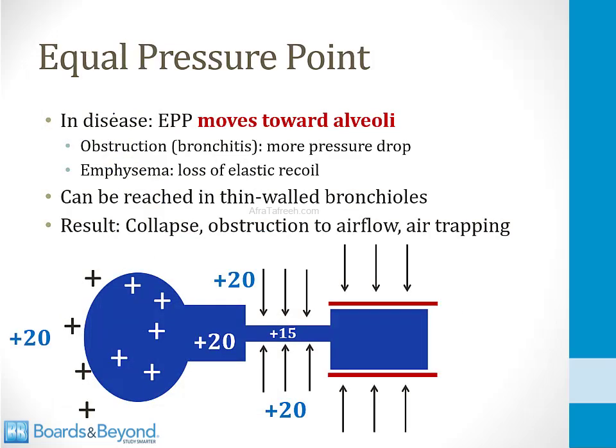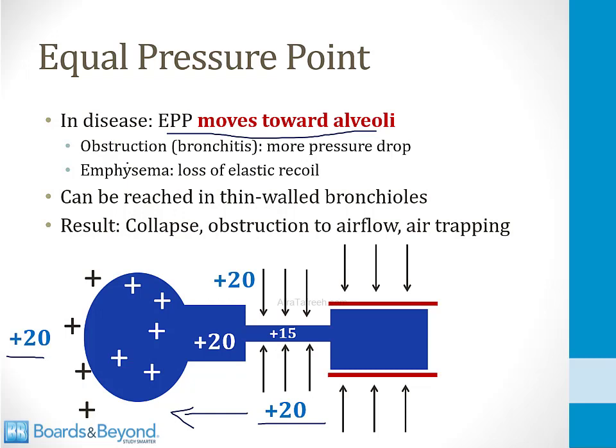In patients with diseased lungs, however, the equal pressure point moves towards the alveoli, and therefore it can lead to airway compression. Let's look again at the bottom of the slide here. So let's imagine that we have a pressure of plus 20 again during forced exhalation, and now let's imagine that the equal pressure point has moved this way towards the alveolus. Now we reach a situation where we've got higher pleural pressure than airway pressure outside of the cartilaginous airways, and that's going to lead to airway collapse.